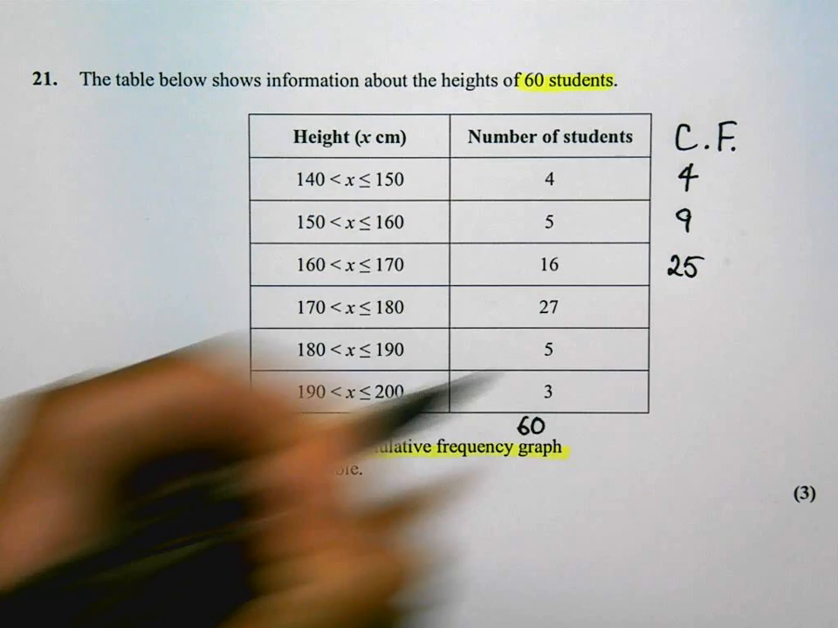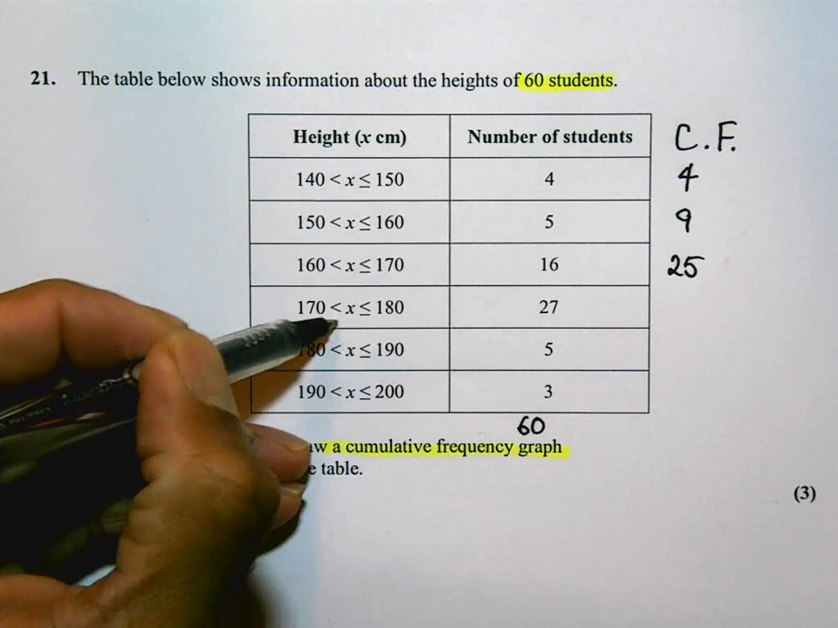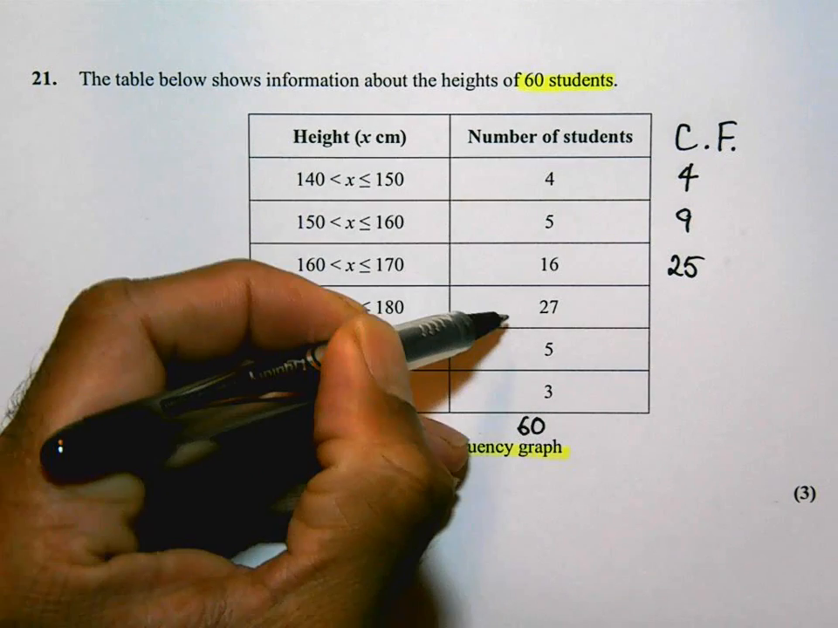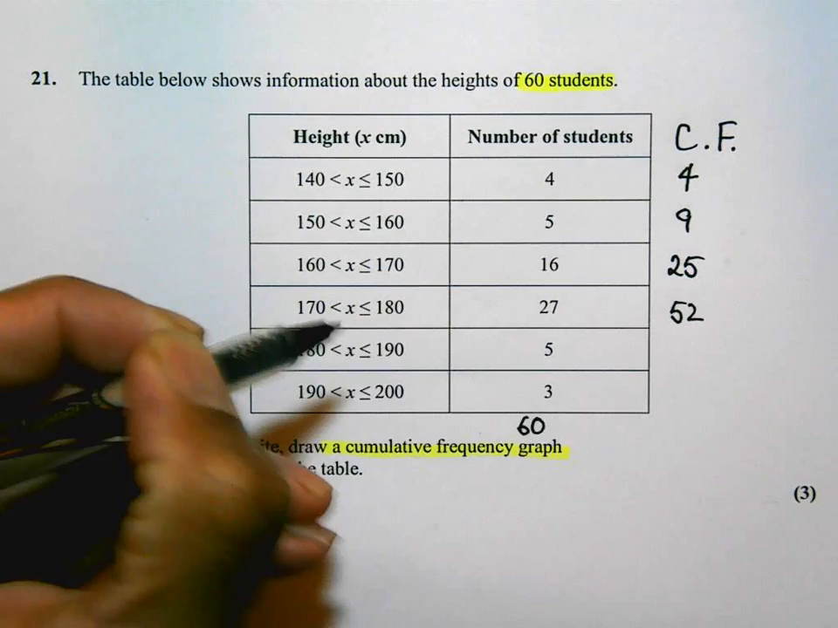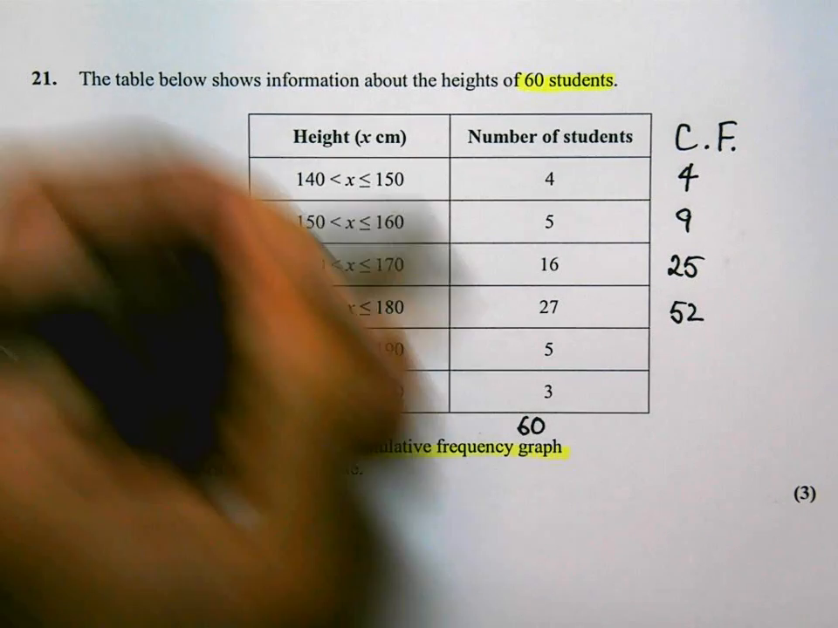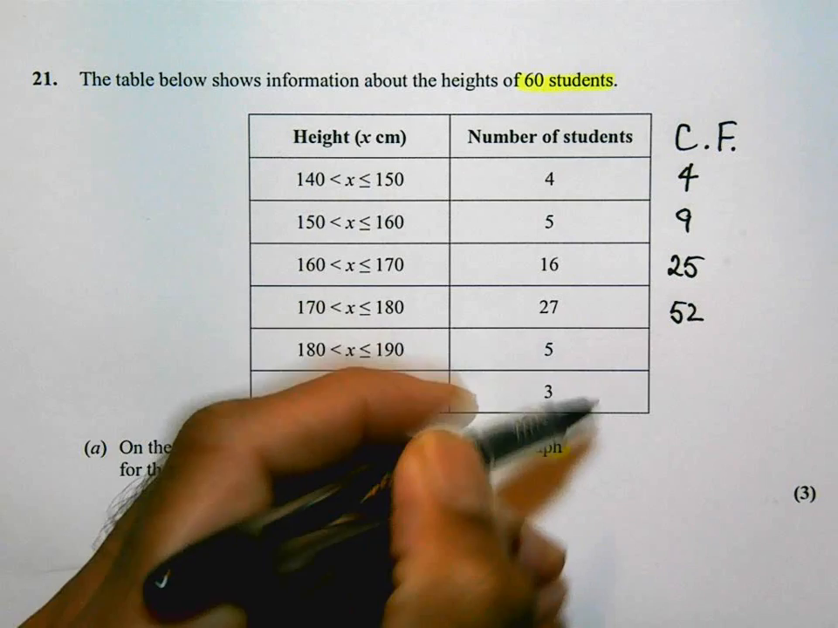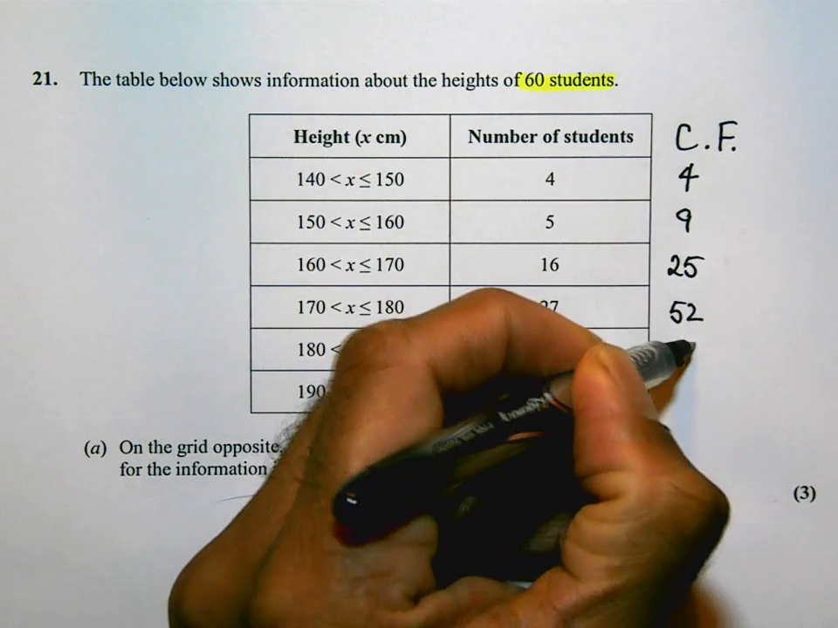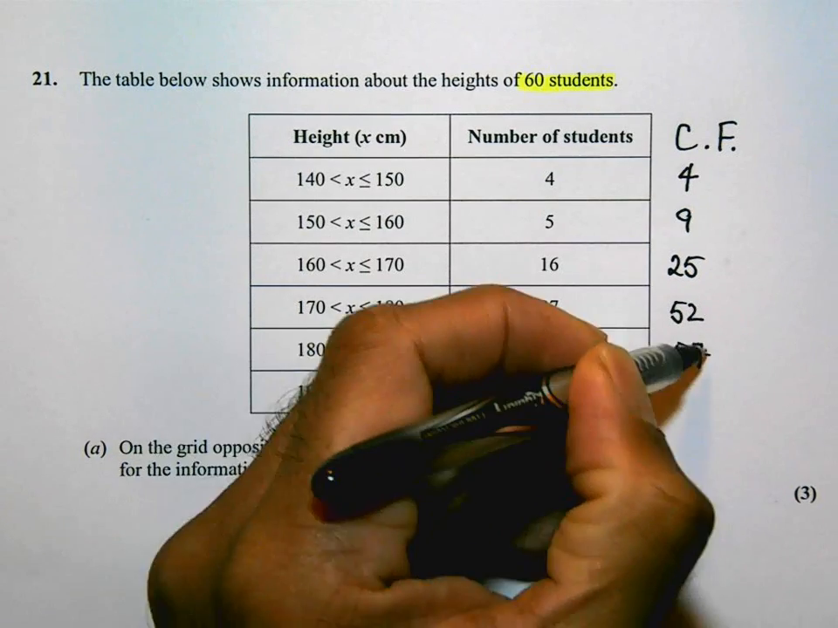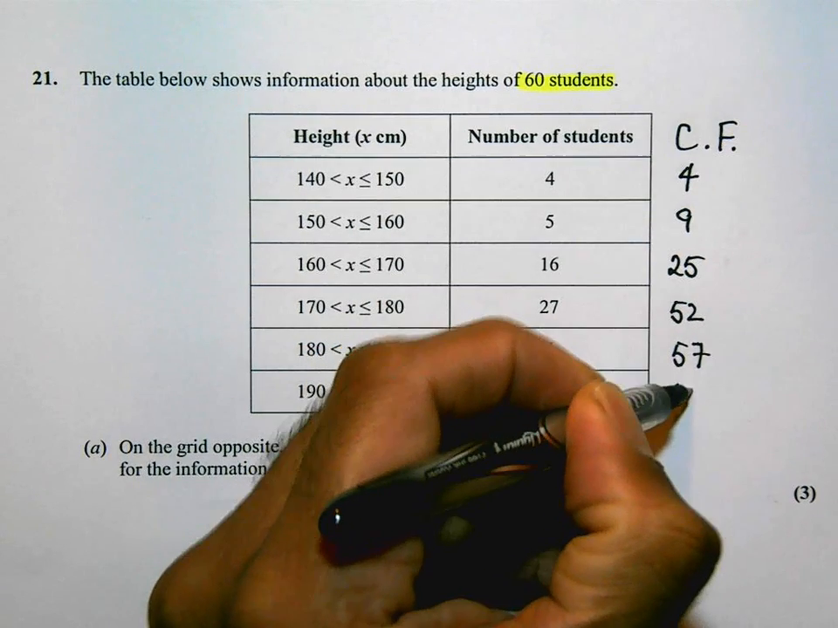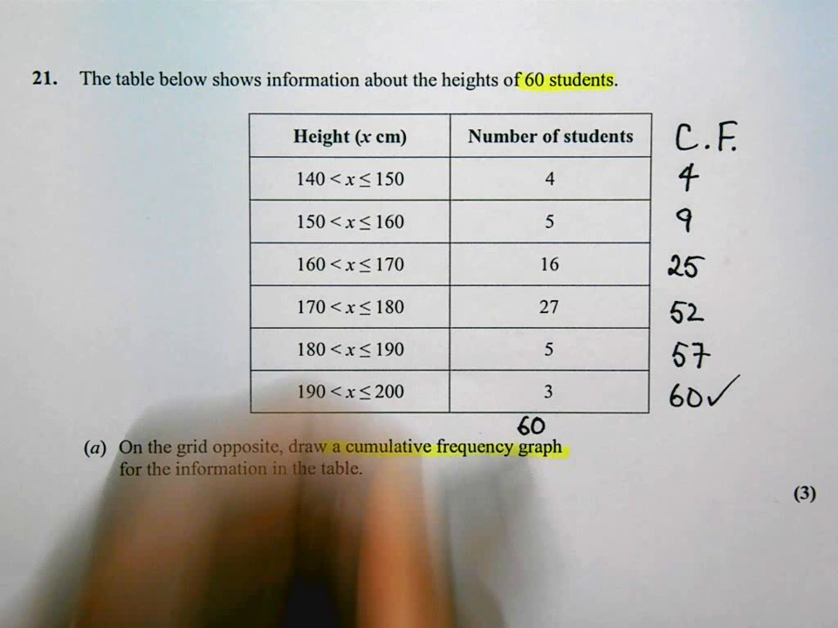How many have a height of less than 180? It's all 4 of those, which adds up to 52. How many have a height of less than 190? It's all of those, which adds up to 57. And finally, altogether, all of them. And again, 57 add 3 gives me 60. And again, because I'm getting 60, I know that's correct. Now, I'm not done yet.